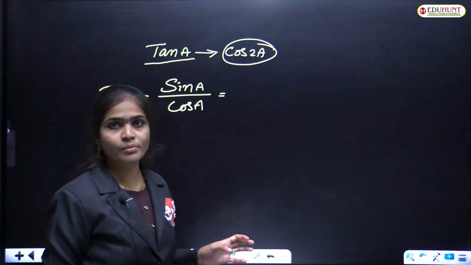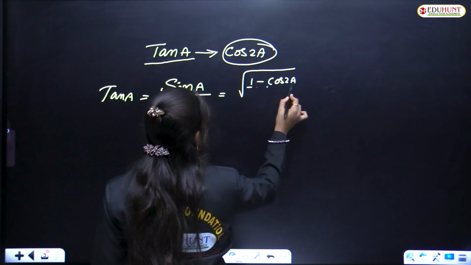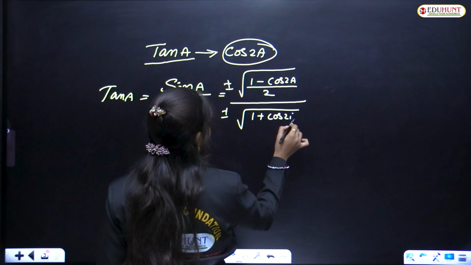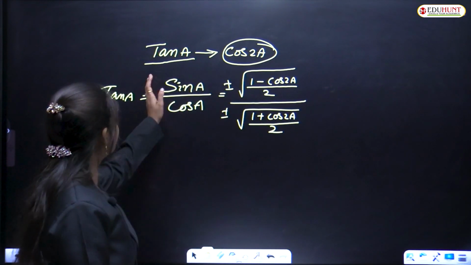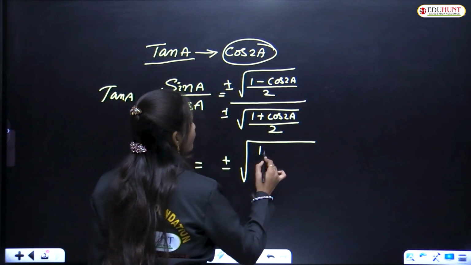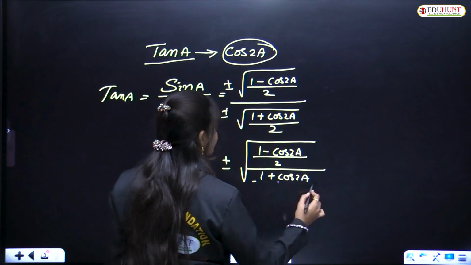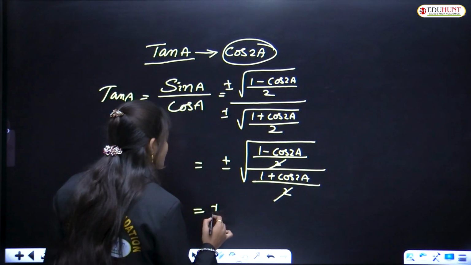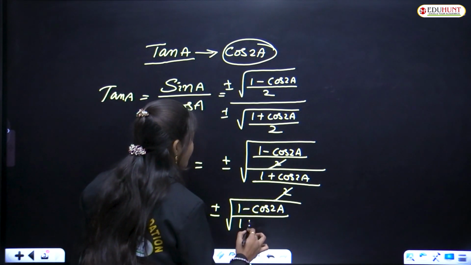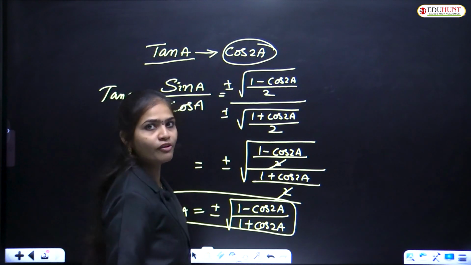So sin a is equal to, what is that formula we learnt? That is the square root of (1 minus cos 2a) by 2, whole by plus or minus square root of (1 plus cos 2a) by 2. Okay, individual formulas I have written for sin a and cos a. So we can write it as plus or minus square root of (1 minus cos 2a) by 2 whole by (1 plus cos 2a) by 2. Okay, so 2 and 2 get cancelled. So from this we will get plus or minus square root of (1 minus cos 2a) by (1 plus cos 2a). So this is the formula for tan a in terms of cos 2a.